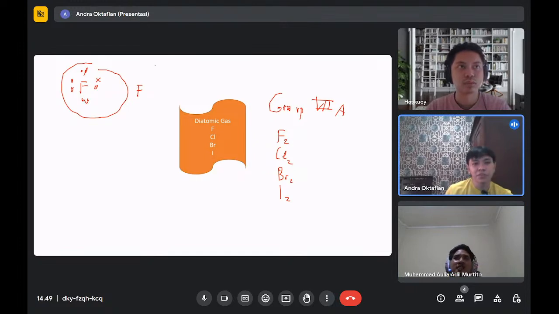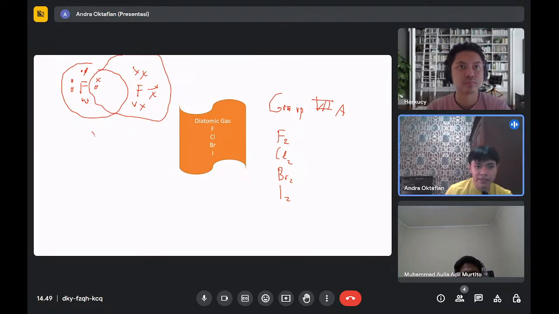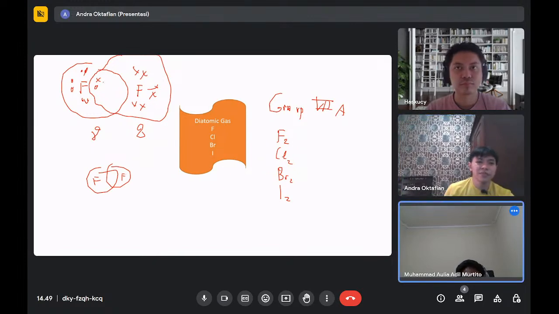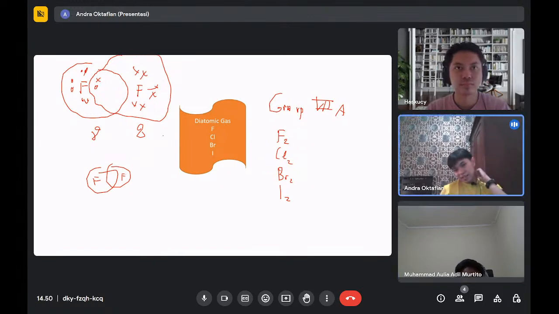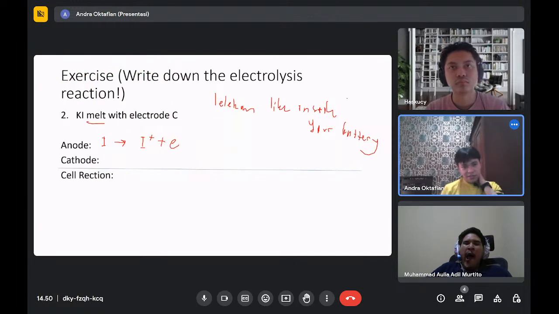So it should be like this. In total, it is 8 electrons. So it should be F2. In this case, it is iodine, I2. In real life, the gas of group 7 is always diatomic. So you need to answer like this.